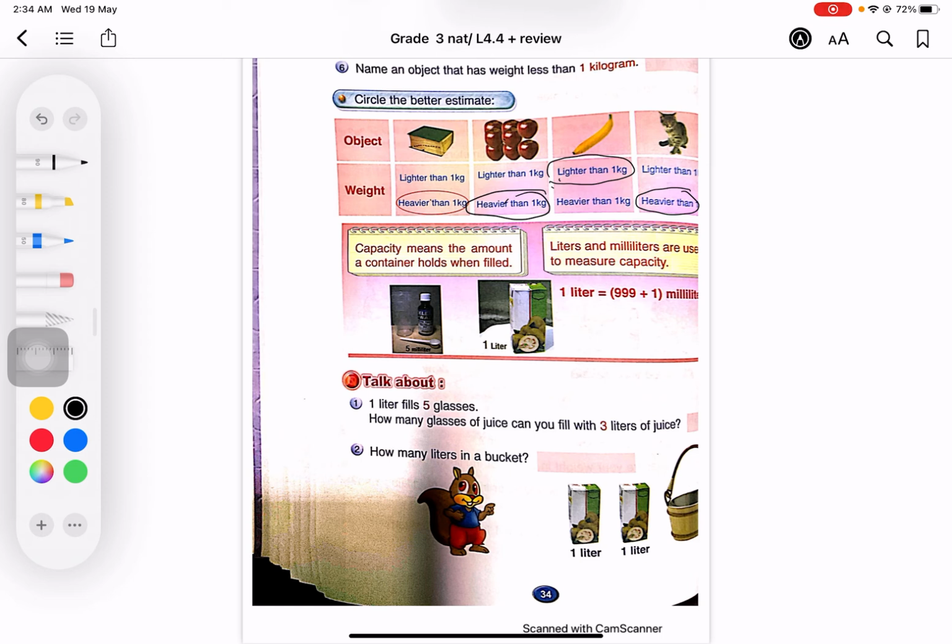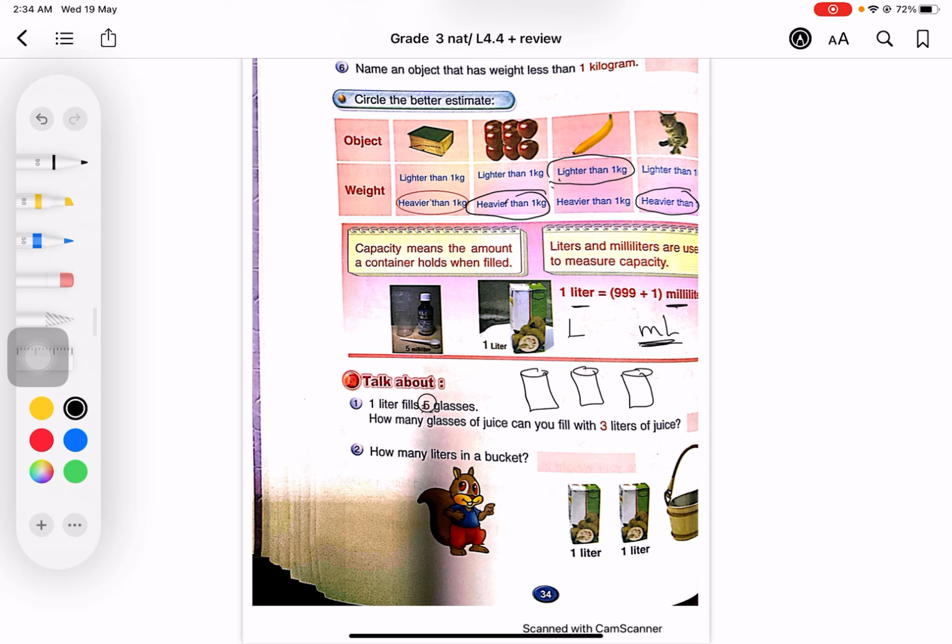Okay. Now, what is the meaning of capacity? Capacity means the amount a container holds when it is filled. If you put something inside a container, how much milk is inside, we call it capacity. Okay, liters and milliliters are used to measure capacity. We use the units liter and milliliter. The sign for the liter is this, and milliliter is ml. Okay, of course, the milliliter is less. 1 liter fills 5 glasses.